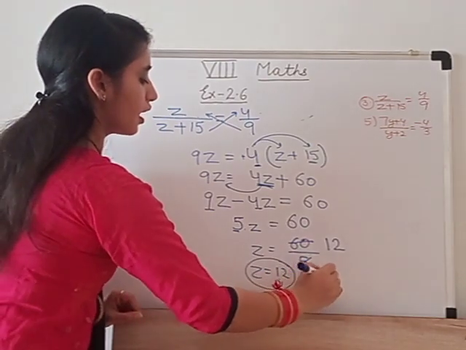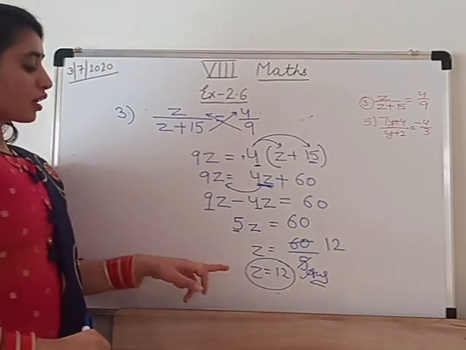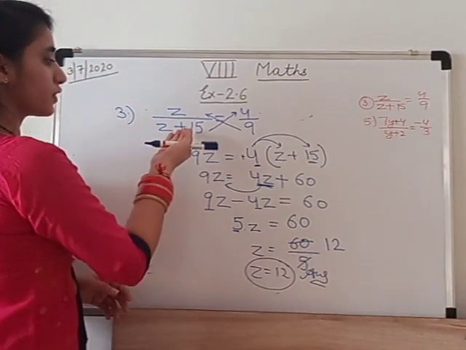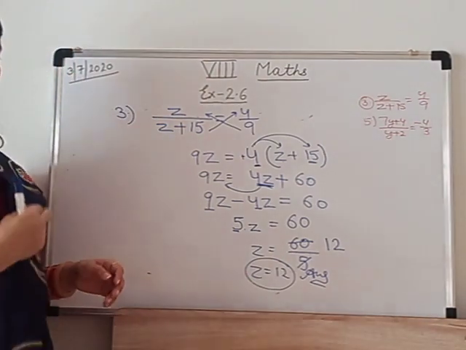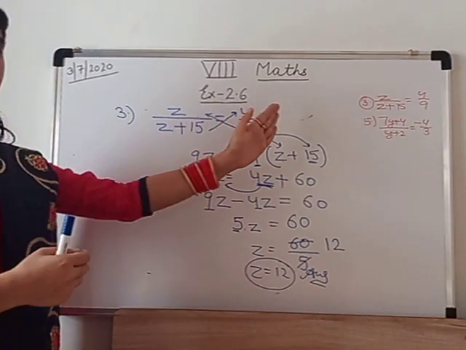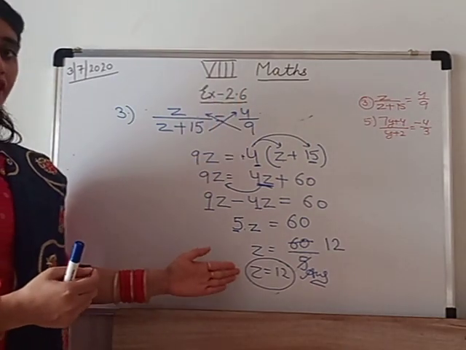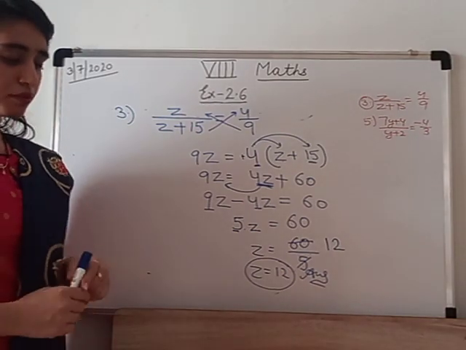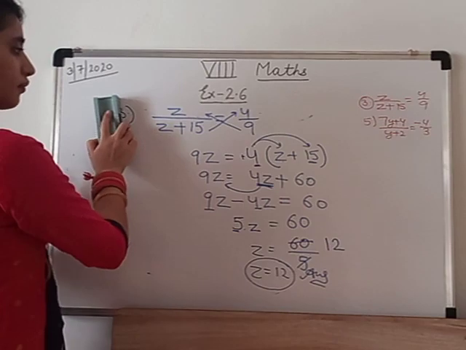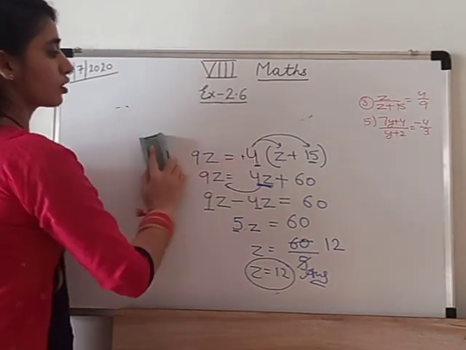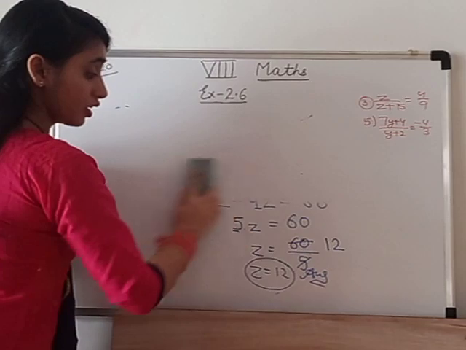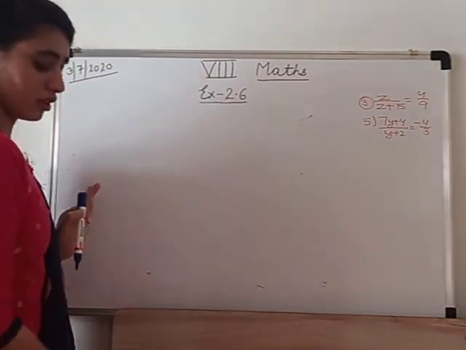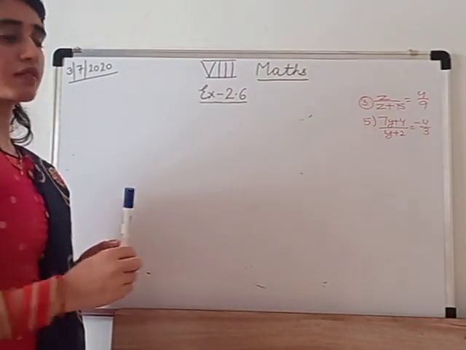This is our answer. Okay, now what's the procedure for checking our question? Put the value of z on the left side of your question. If your answer equals the right side, then your value of variable is correct. Is it clear? Now let's move to the next question. Next question is question number 5. Okay, question number 4 you try yourself. This is for your practice.